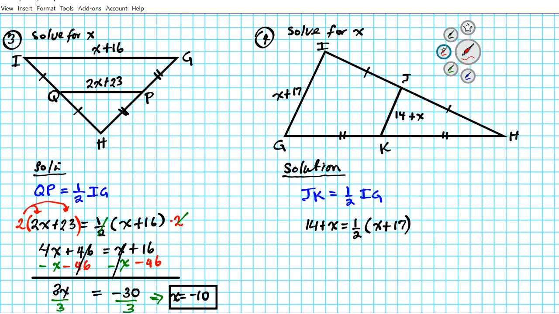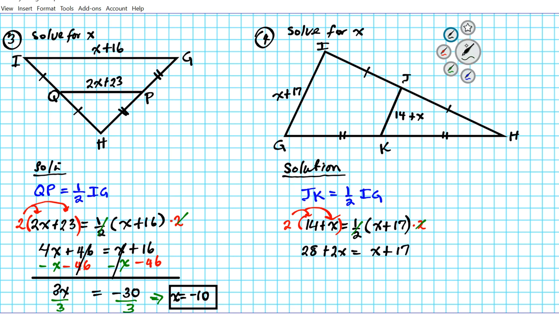Alrighty, so let's get rid of this fraction. As we did here, we'll just multiply both sides of the equation by 2. So 2 gets distributed to these two numbers on the left side, and then we have 28 plus 2x is equal to, and then these two divide out, x plus 17.